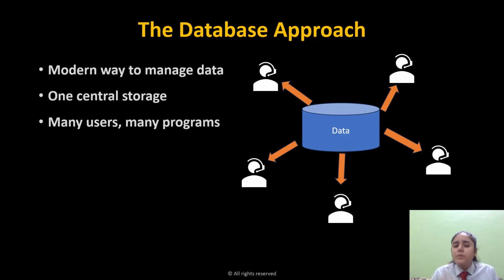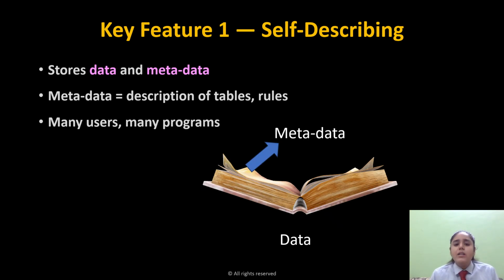Let's explore some characteristics of the database approach. The first characteristic of the database approach is self-describing. Self-describing means the database approach provides the data along with the details about the data and the rules applied on that data. For example, if I want a student table, the database approach gives me the student table along with the details about that table.